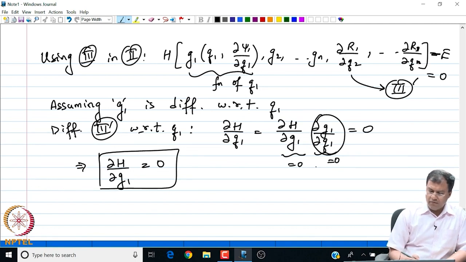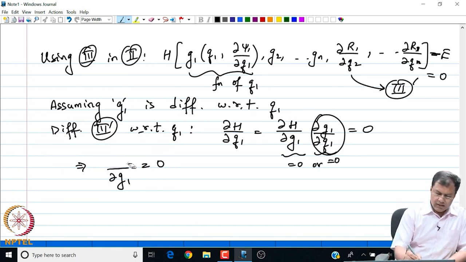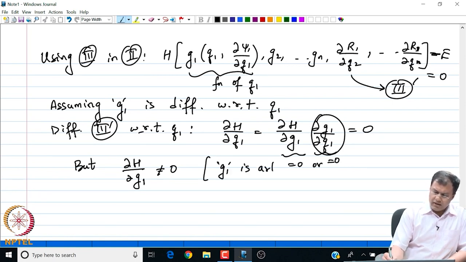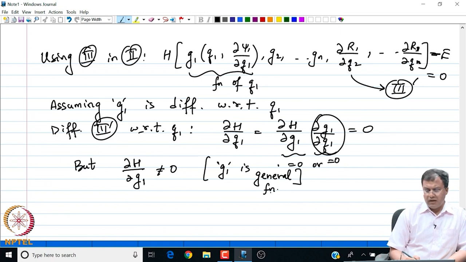So, what we have here is the following: either this is 0 or this is 0, but del H del G 1 cannot be 0, right? Because otherwise... the answer to this reasoning is, because G 1 is arbitrary, it is quite general. So, this sort of separation is for a general function G 1, right? We cannot all the time have that del H del G 1 is 0. For a certain class of functions G 1, it may be the case, but not for all sorts of functions G 1, right?